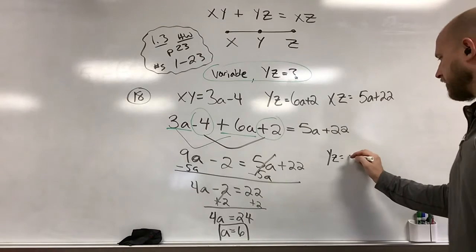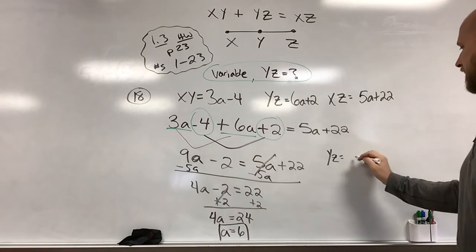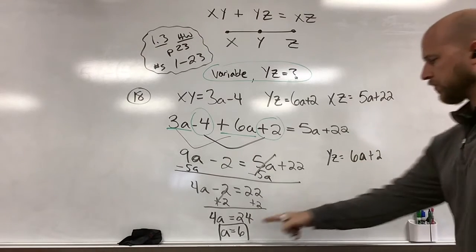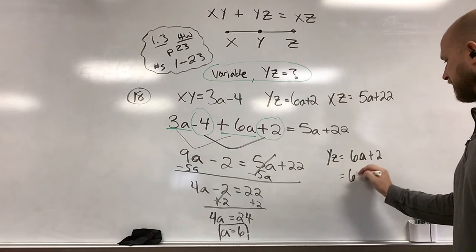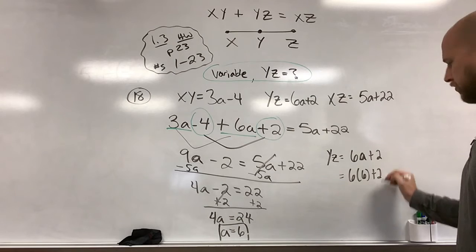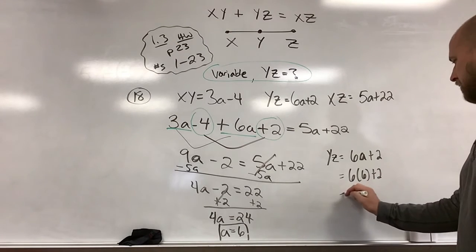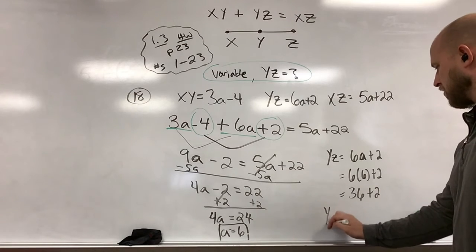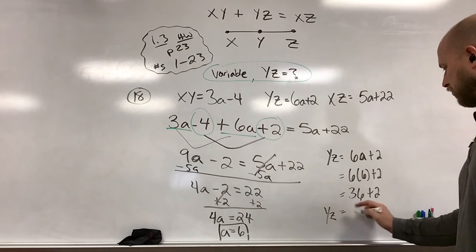yz equals, sorry, I'm kind of out of the camera, but that's okay. yz equals 6a plus 2. a is going to be 6. 6 times 6 plus 2. Now we're going to multiply 6 and 6, gives us 36. Plus 2, yz equals 38.